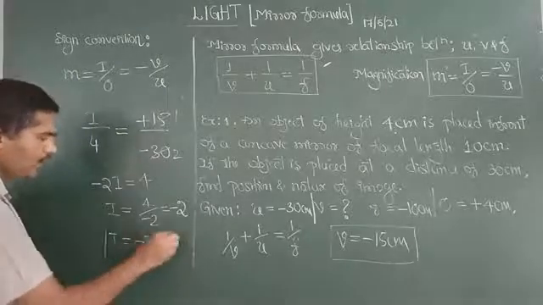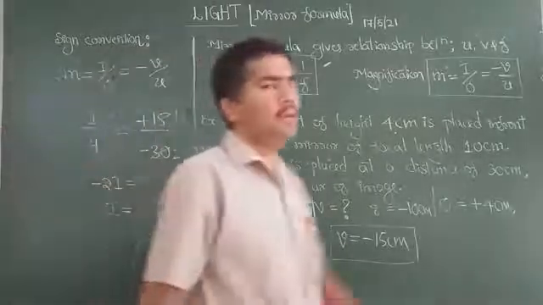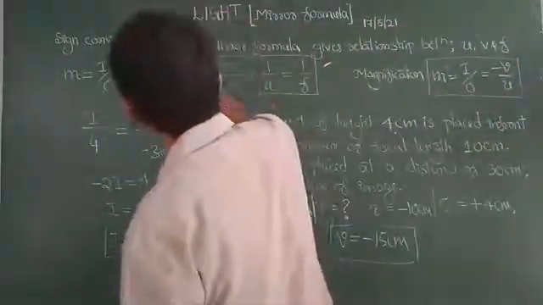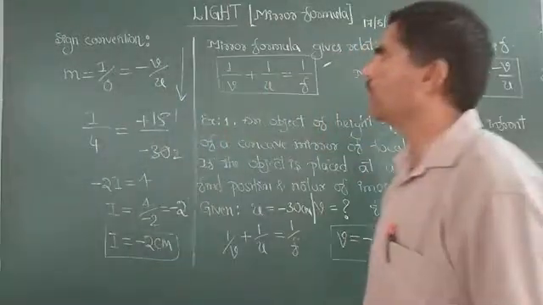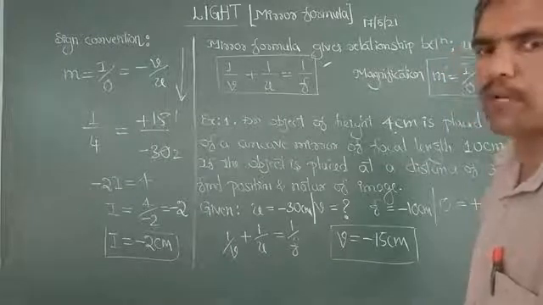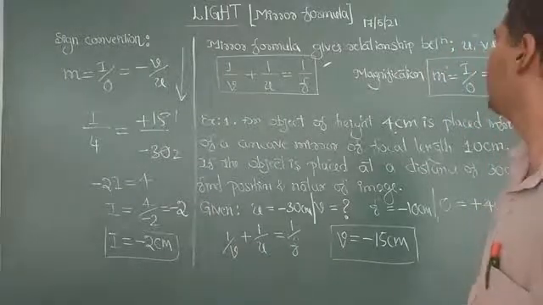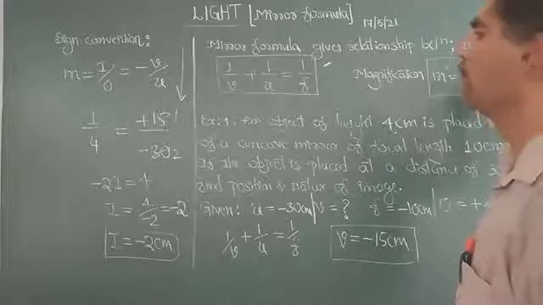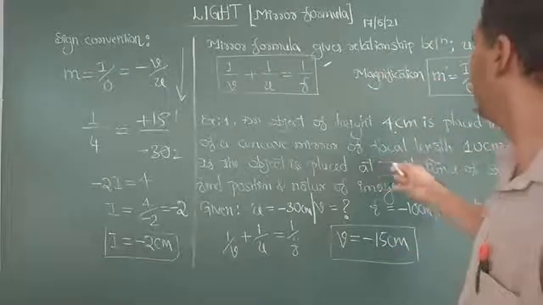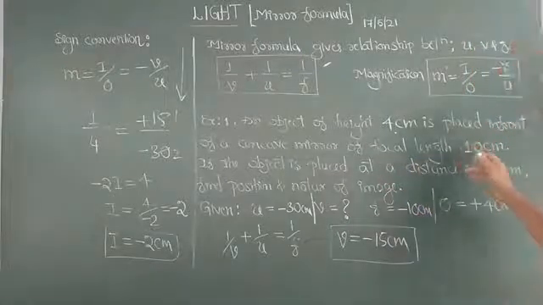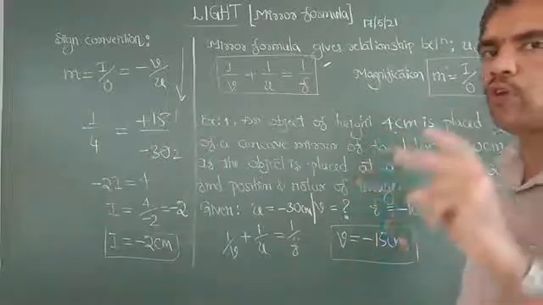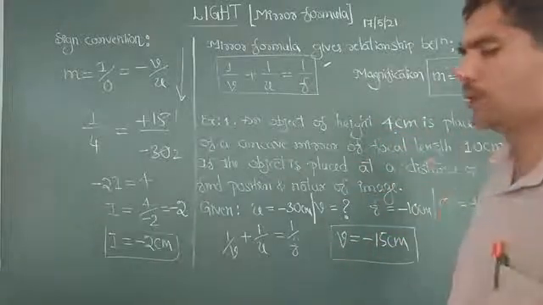Why did minus come? It means the image is inverted. So I have got an inverted image. That's it. Once I know the inverted image, then I can say the magnification also. Magnification equal to I by O or minus v by u. So magnification is how much? Object height was 4 cm. Image height is 2 cm. Image is half the size of the object. So that's what I have got.